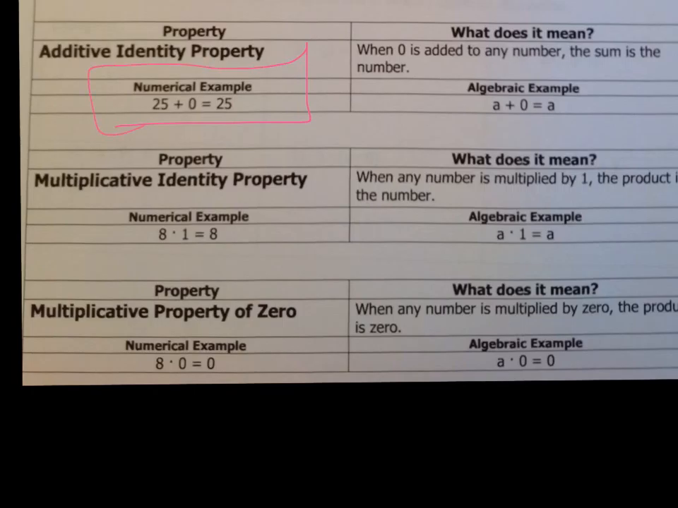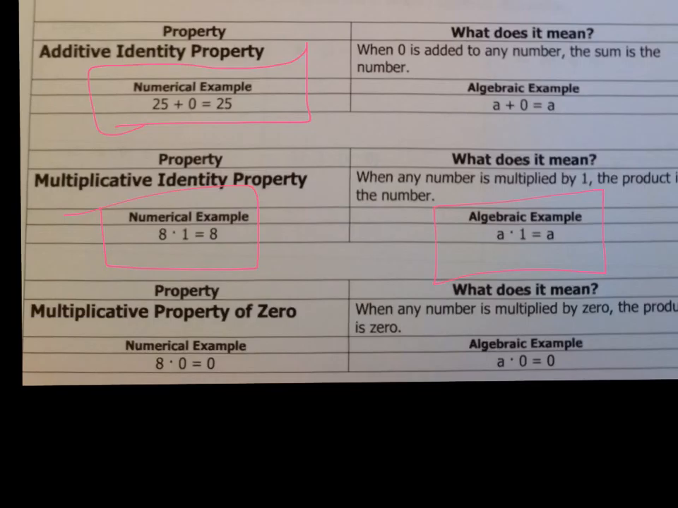The multiplicative identity property is any number times 1 is again that number. When any number is multiplied by 1, the product is the number. 8 times 1 equals 8. A times 1 equals A. 692 times 1 equals 692. That would be the multiplicative identity property.